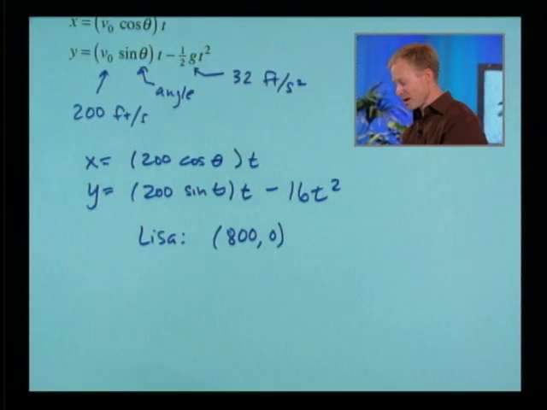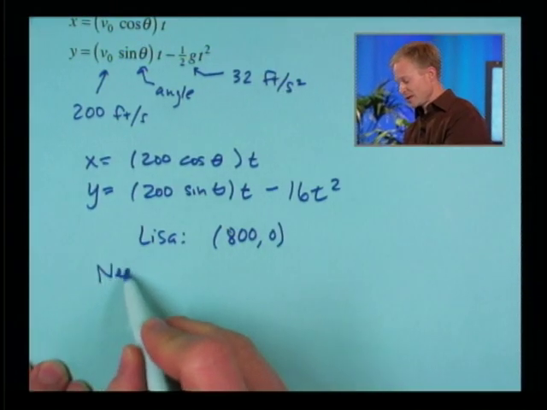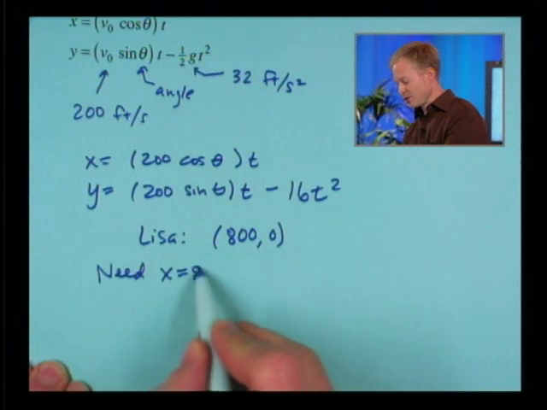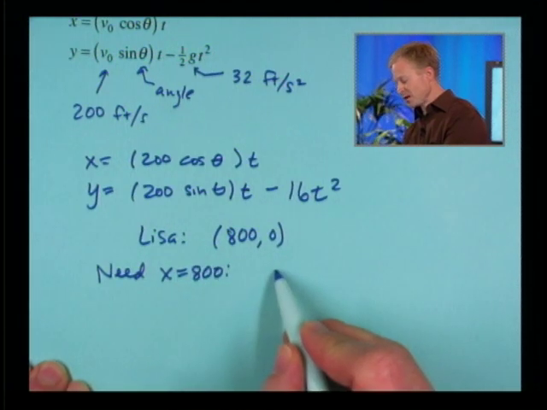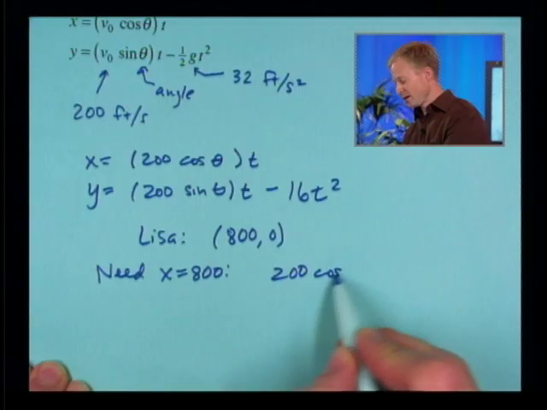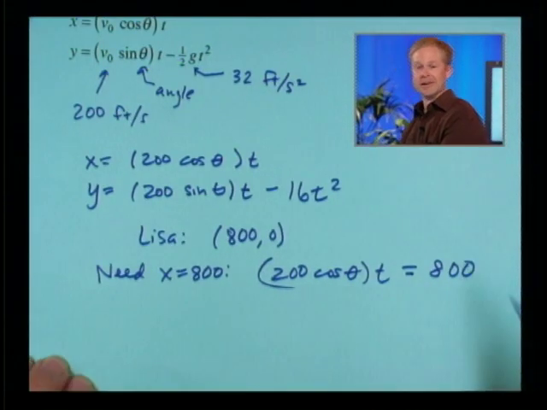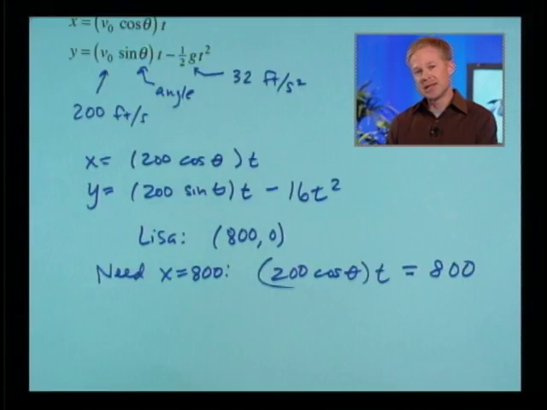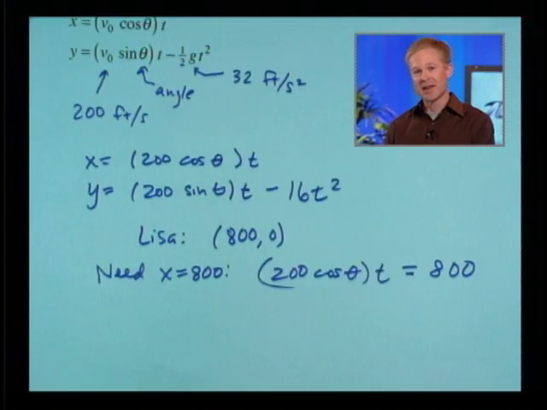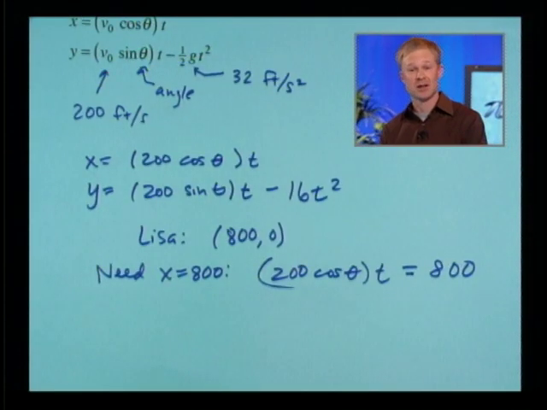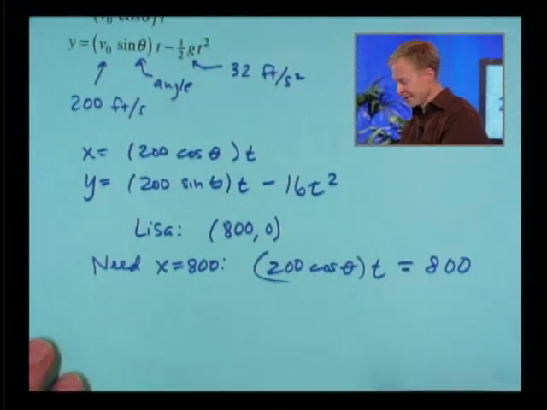Okay, ready? So I'm going to take my x value. We need the x value to be exactly 800. So I'm going to actually solve this. This is 200 cosine theta times t has to be 800. So what I'm going to do is solve for t and get a little expression there, and then we'll put that in the other equation, and then we can actually solve and we'll get a number for our angle. All right, here we go.